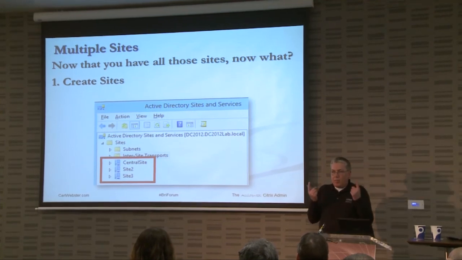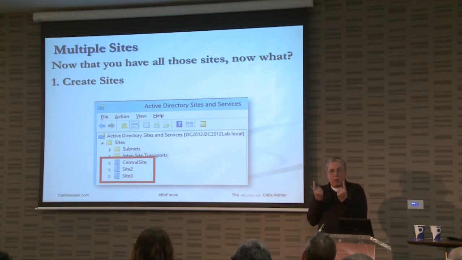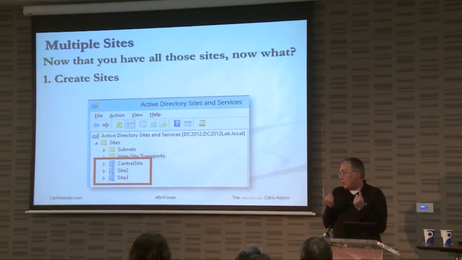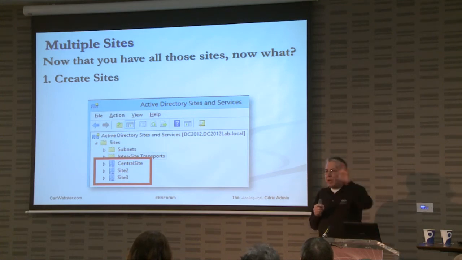If you've actually got 2 sites defined in Sites and Services, and they're in the same town, and they've got a 10 gig pipe between them, they don't need to be 2 sites. They can actually be one site. You know, just because they're separate physical locations doesn't mean you have to have sites for them defined.